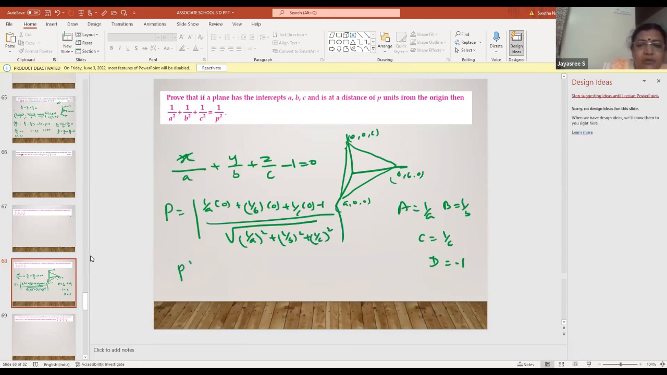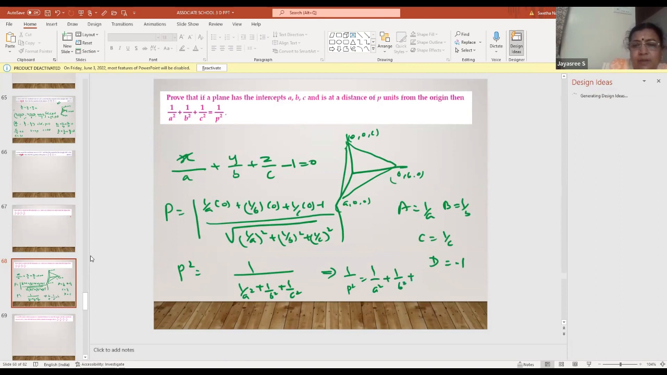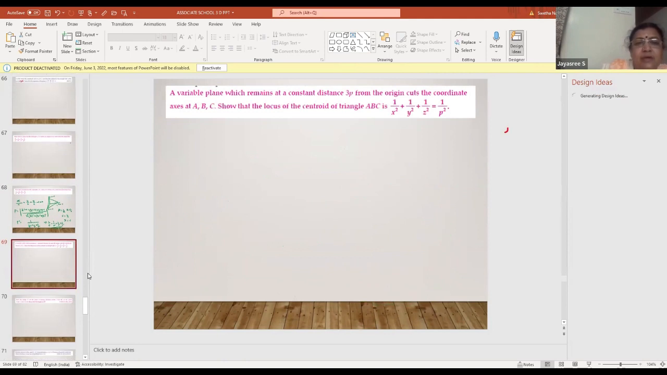Now squaring both the sides, p square is equal to 1 by a square plus 1 by b square plus 1 by c square. Transposing gives you the answer: 1 by p square equal to 1 by a square plus 1 by b square plus 1 by c square. So this is what, and combining both, we have the next sum: the variable plane remains at a constant distance 3p from the origin, cuts the coordinate axes at A, B, C, show that the locus of the centroid of the triangle is this. So combining the previous sum's centroid concept as well as the distance from the origin concept, the combined concept gives you this.